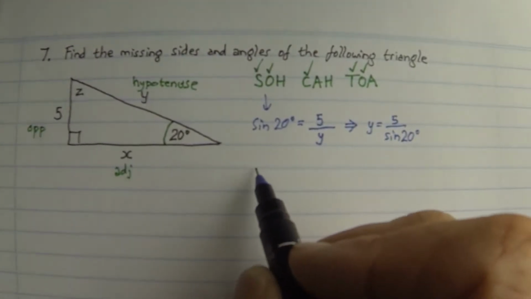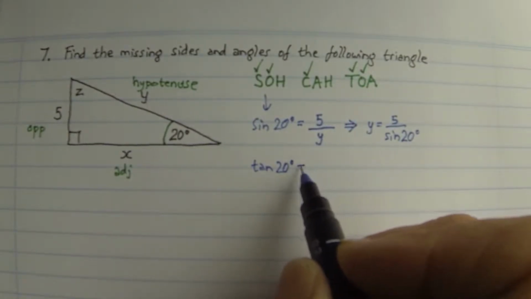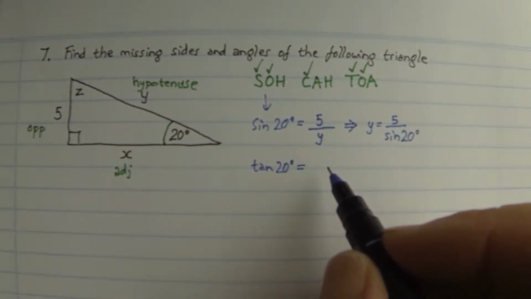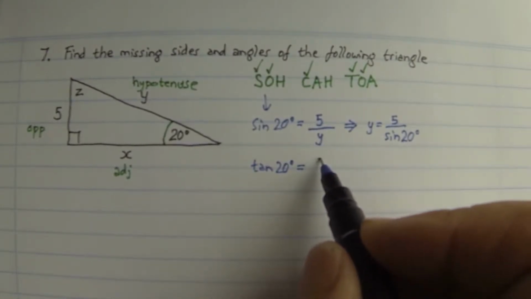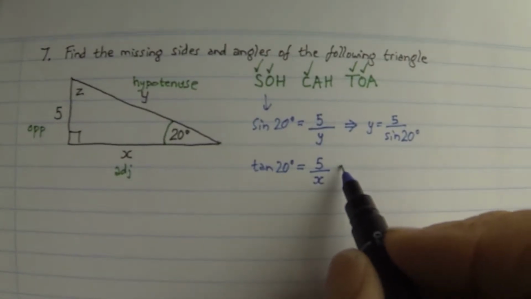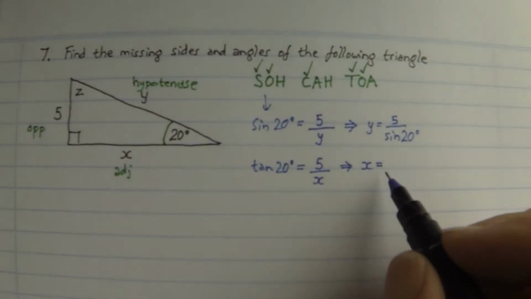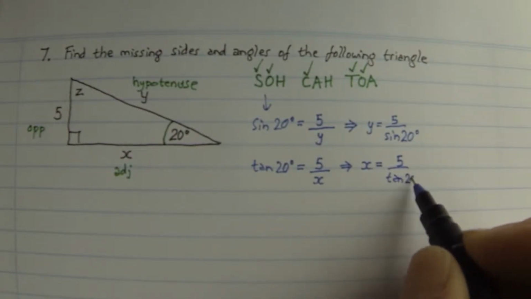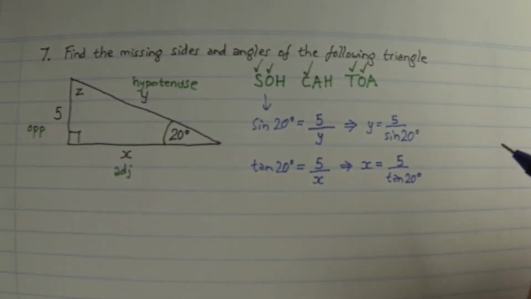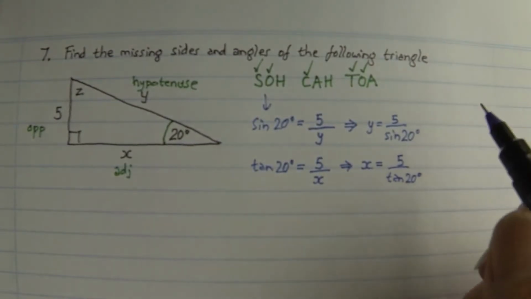The other one we identified that we could have used is the tan of 20 degrees equals the opposite side, which is 5, over the adjacent side, which is x. And rearranging this, we'll find that x is equal to 5 divided by the tan of 20 degrees. I'm not particularly interested in the answers, and I haven't got my calculator right next to me here, but that's a fairly simple calculation.